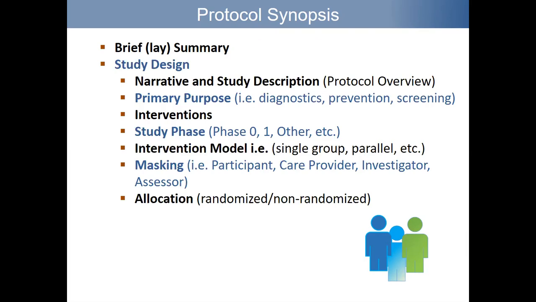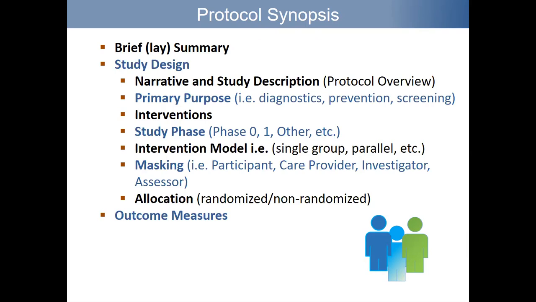The intervention model, so is it single group, parallel, etc. Do you have any masking? If yes, then you select who's being blinded. Is it participant, care provider? It's a multi-select box, so if you have multiple blindings, you can check off any and all that are involved in that. And then the allocation question is really just asking if the study is randomized or not, so yes or no.